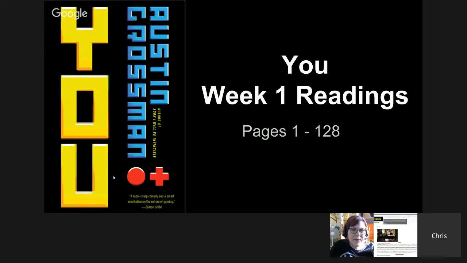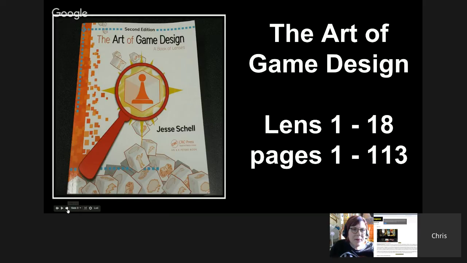For week 1, you should have read, or be in the process of reading, pages 1 through 128 of You by Austin Grossman. Also, for The Art of Game Design, the lenses we asked everyone to read were lenses 1 through 18. This is pages 1 through 113. So just showing the books, kind of interesting.